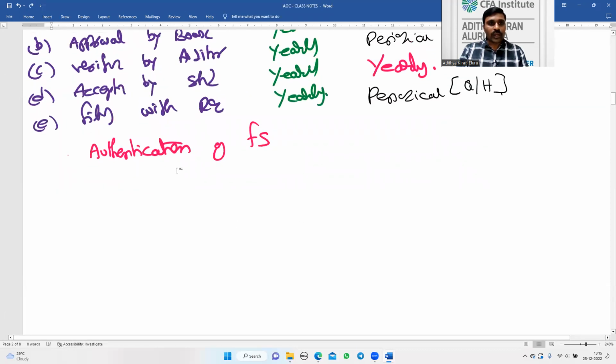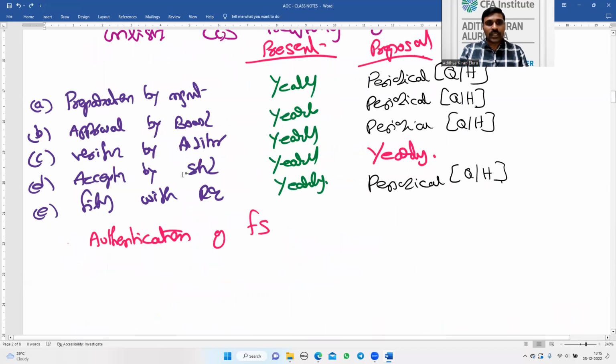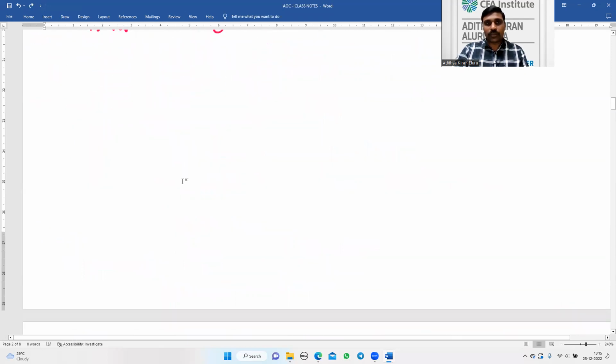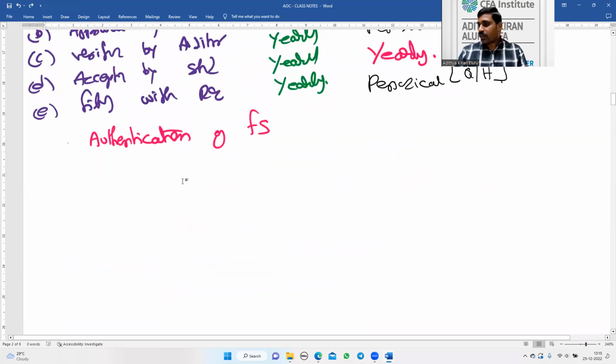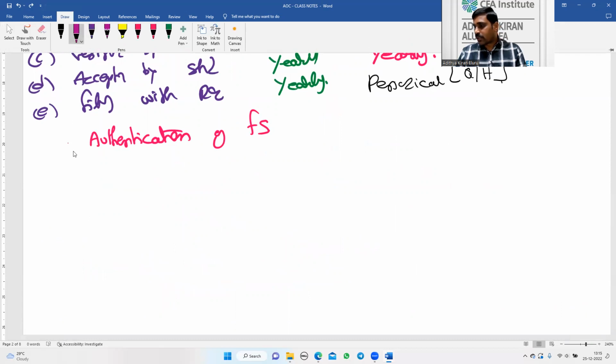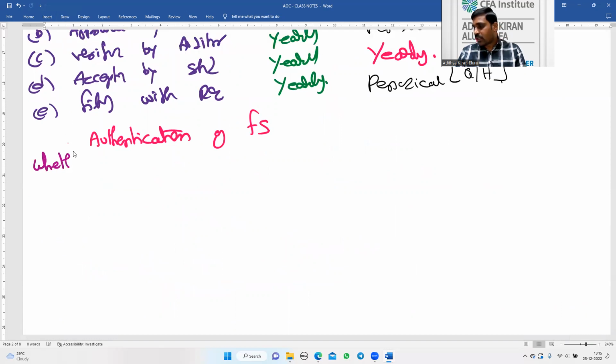Okay, authentication of financial statements. So first, whether the company has appointed a chairperson. This is the first thing.